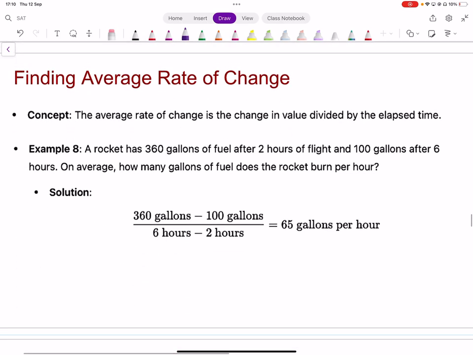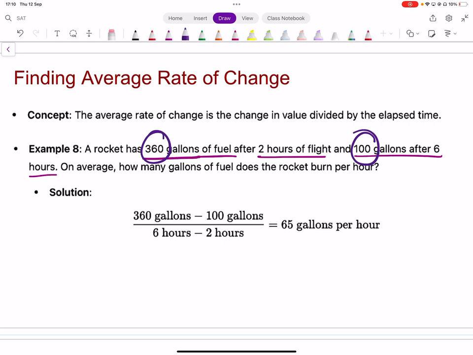Now, a couple of very straightforward things. Sometimes you have to find average rate of change. Let's take an example. Let's say there's a rocket that has 360 gallons of fuel after 2 hours of flight and 100 gallons after 6 hours. On average, how many gallons of fuel does the rocket burn per hour? How do you think of this? How many gallons are being used in total?